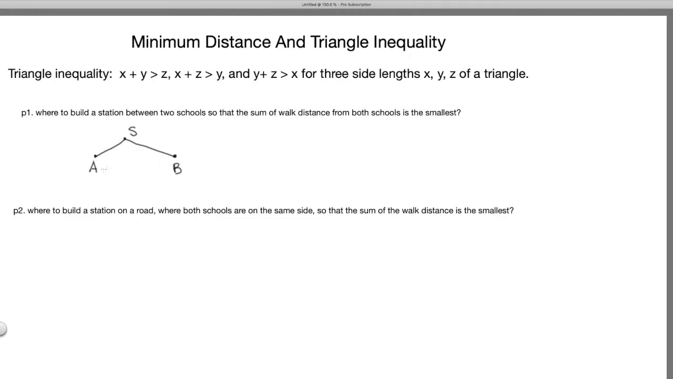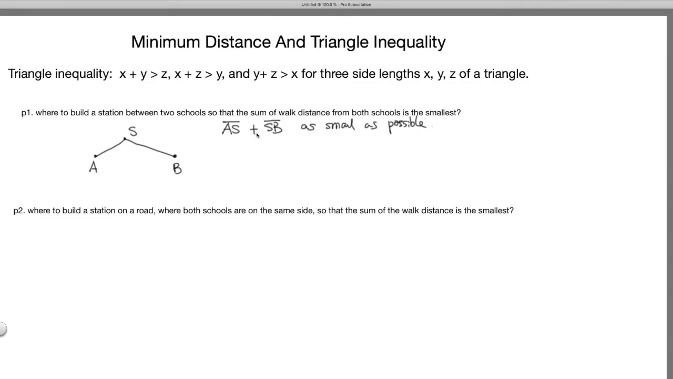To solve this problem, we want AS plus SB, and I'm going to put a bar over them to mean the distance between A and S and the distance between B and S, to be as small as possible. That's our goal: as small as possible. Where should S be?